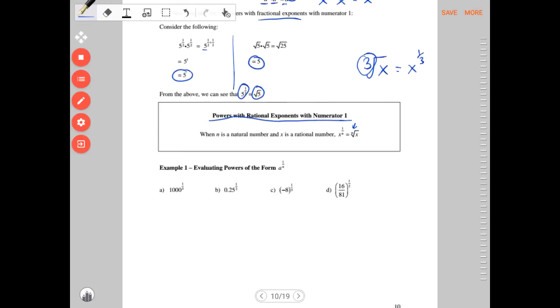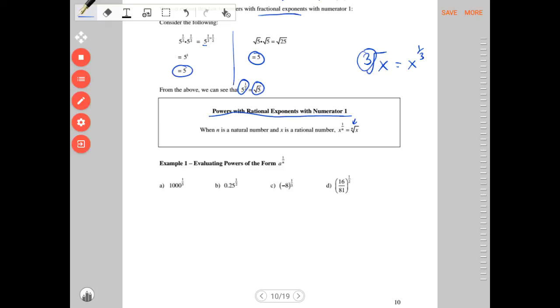All right, so evaluating powers of the form a to the 1 over n. You're just going to type these into your calculator, so I'll show you how. It's the same on both kinds of calculators, the TI-84 family or the TI-Inspire. You use the little hat button or the caret button, and then instead of typing in a 2 or a 3, you go 1 divided by 3. So that's going to be 1,000 to the 1/3. This, of course, is the same as the cube root of 1,000, which is 10.